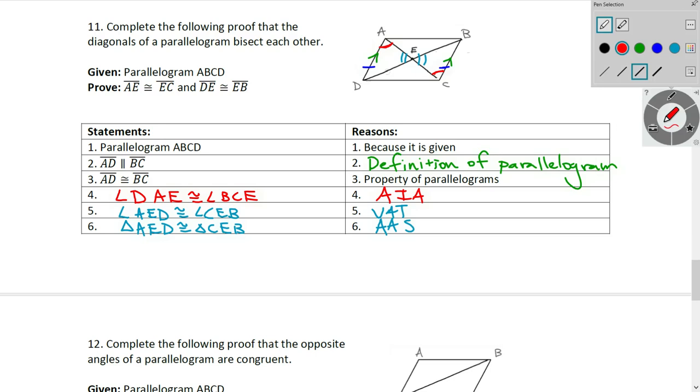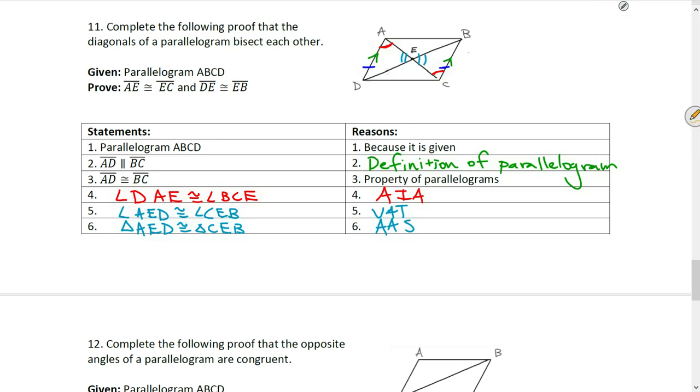So again, there's multiple paths through this proof, and they're correct. So statement seven, because I did this in two statements instead of one, I will say that AE is congruent to EC, and DE is congruent to EB, and that's by corresponding parts of congruent triangles are congruent, okay? And that proves that the diagonals of a parallelogram bisect each other.